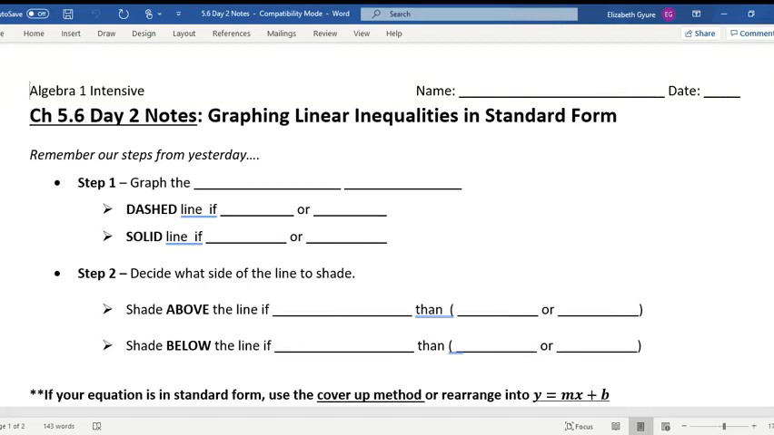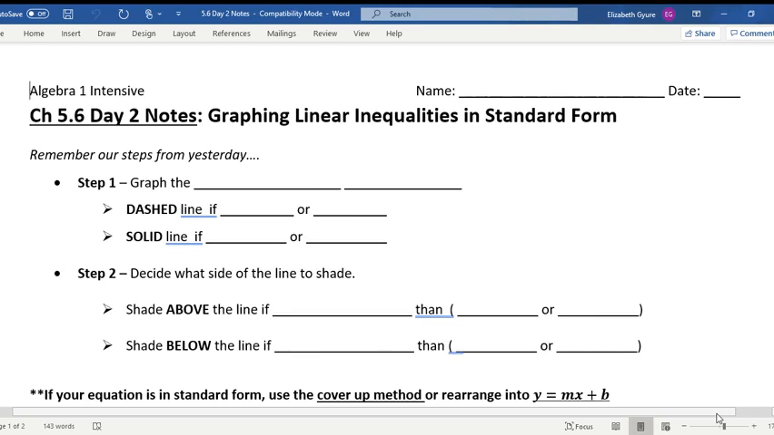All right. So 5.6, day 2. Do we have our packets out? Are we ready to get started? Are we there? Are we awake? Okay, Corey's here. Anyone else here?